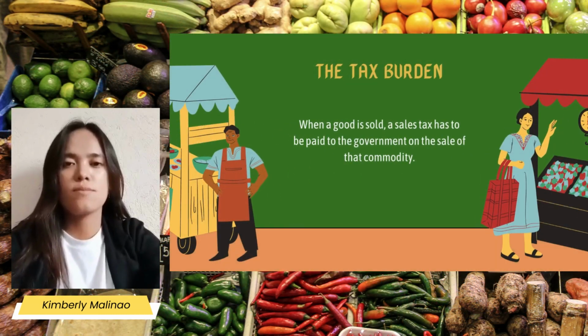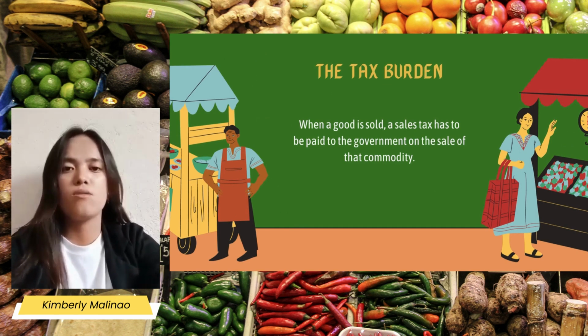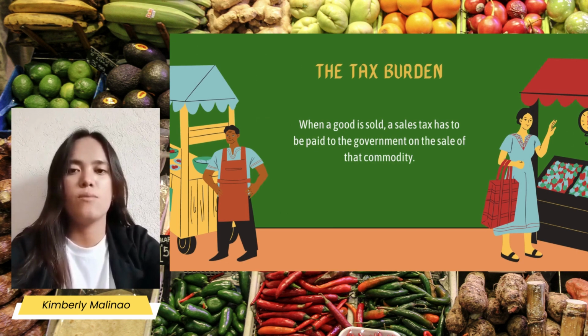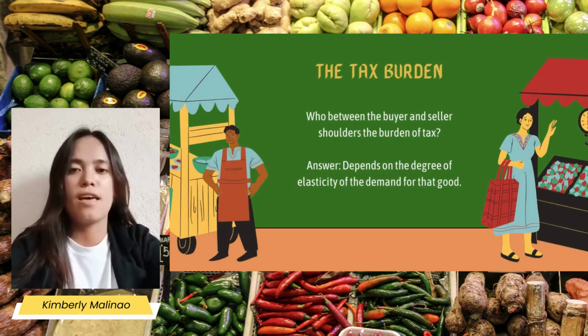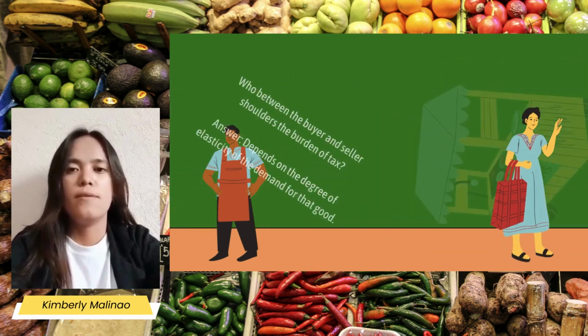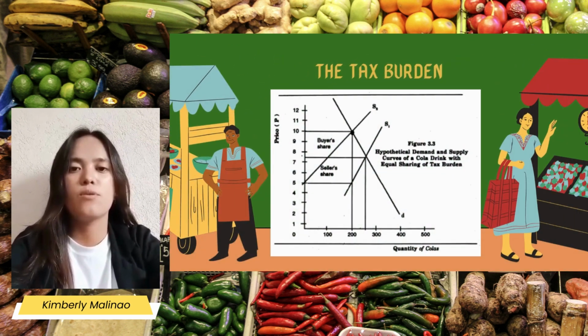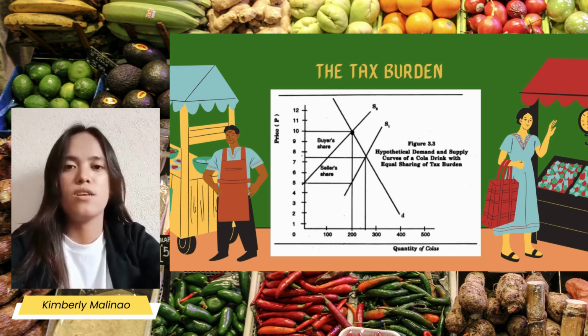Next is tax burden. When a good is sold, a sale tax has to be paid to the government on the sale of that commodity. Who between the buyer and seller shoulder the burden of tax? It depends on the degree of elasticity of the demand for that goods. Here in the figure, showing the hypothetical demand and supply curve of a cola drink with equal sharing of tax burden. So, dito sa figure, equal daw ang hatian ng tax burden between the seller and the buyer.